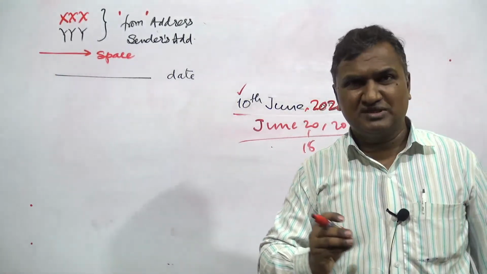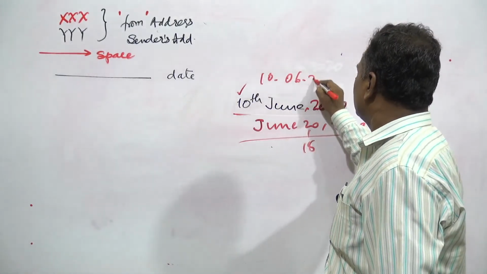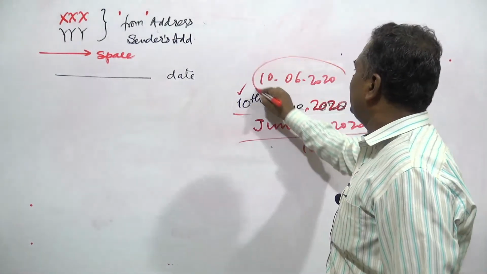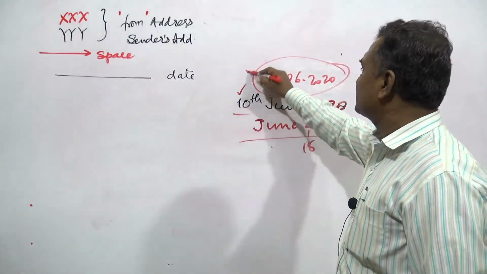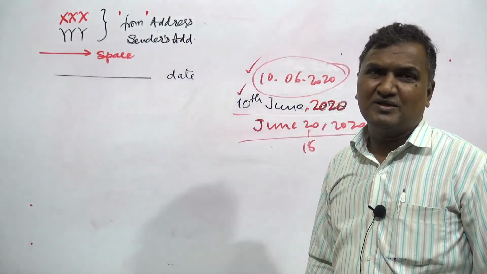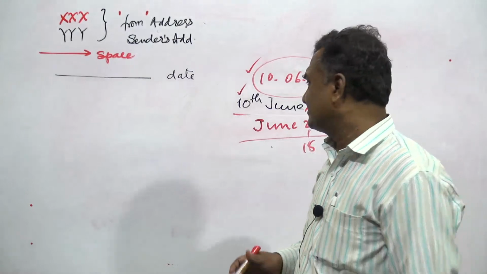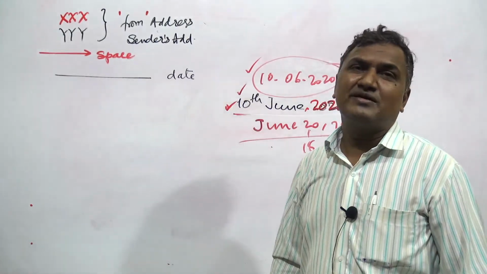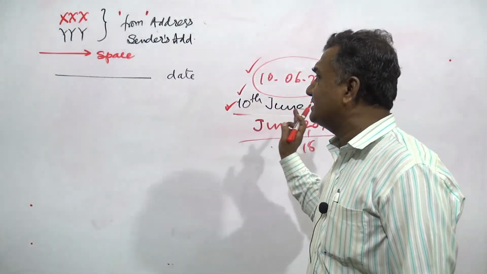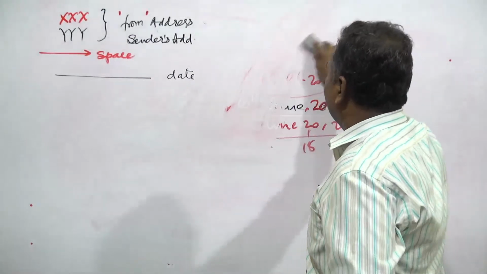In workbooks, in guides, here and there, they give like this: 10, 6, 2020. It depends upon the examiner. If the examiner is liberal, he can award marks for this also. But if he is very particular, following the rules of letter writing, you are supposed to write the date only this way. That's enough for the pattern of writing dates.